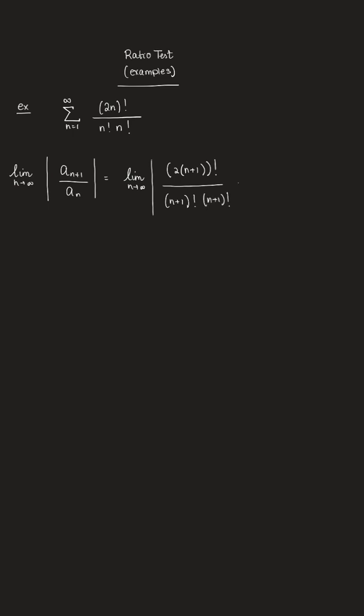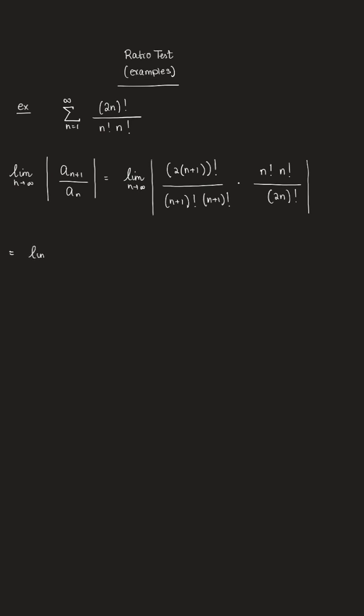Now, since we're dividing by the nth term, I'm going to multiply by the reciprocal of the nth term just to save a step here. And the reciprocal of the nth term is n! times n! over (2n)!. And so the next step here is to work with the factorial so that we can cancel some things out.